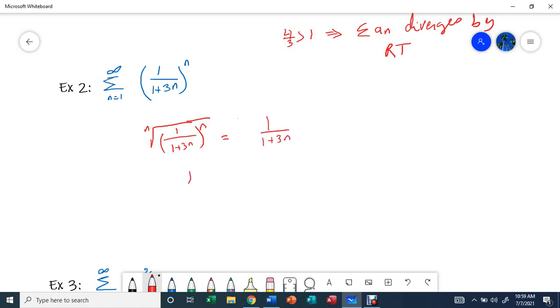So let's find the limit of this function, 1 over (1 plus 3n), as n goes to infinity. So the bottom goes to positive infinity, and 1 over a really large positive number is almost 0. So the limit here is 0, and 0 of course is less than 1. Therefore the series converges by the root test.